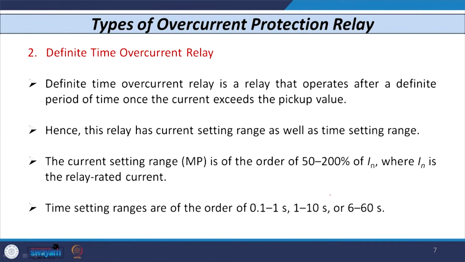Let us see the second type of relay, known as the definite time or definite minimum time overcurrent relay. The definite minimum time overcurrent relay operates after a particular definite period of time, or after some preset value of time. If current exceeds the pickup value or plug setting, the relay operates after whatever time you have set. That is known as a definite minimum time relay. Compared to the earlier instantaneous overcurrent relay, which has only one setting, the current setting, this relay has two settings: one is known as current setting and the other is known as time setting.